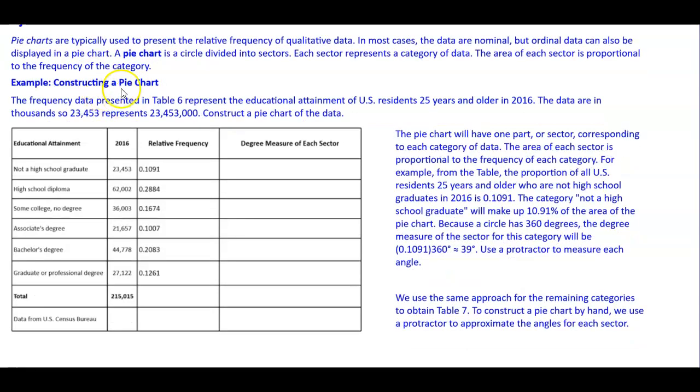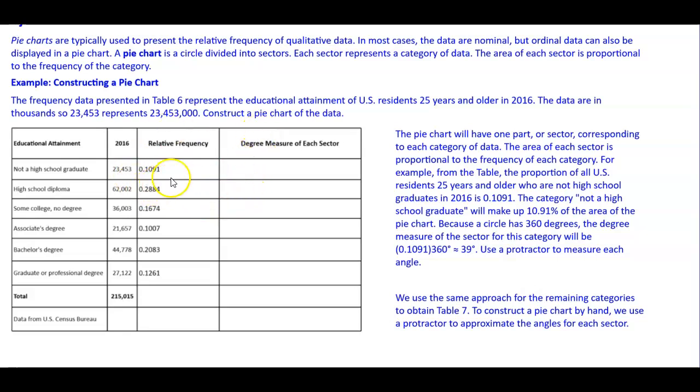Example, constructing a pie chart. The frequency data presented in the previous table represent the educational attainment of U.S. residents 25 years and older in 2016. The data are in thousands, so 23,453 represents 23,453,000. We want to construct a pie chart of the data.